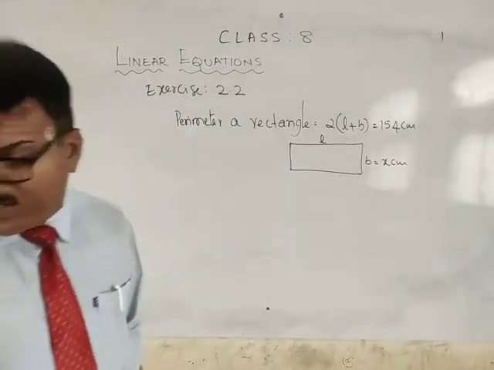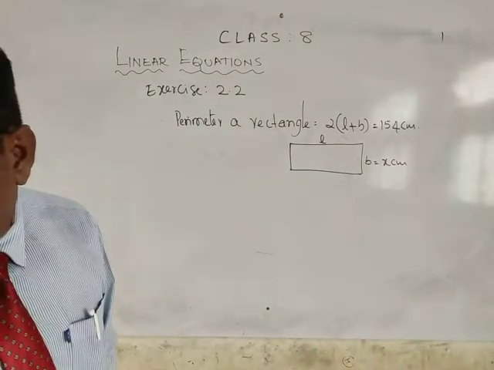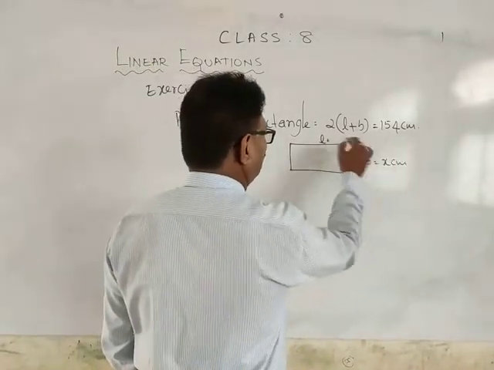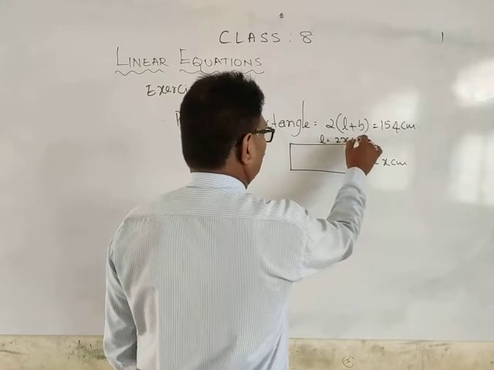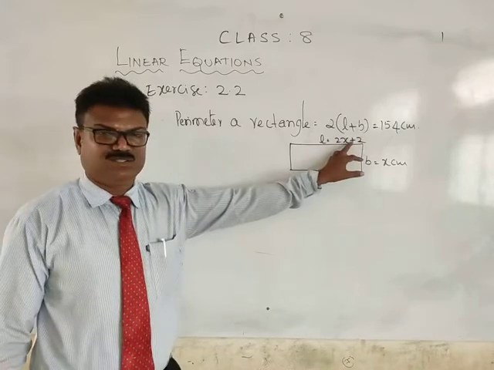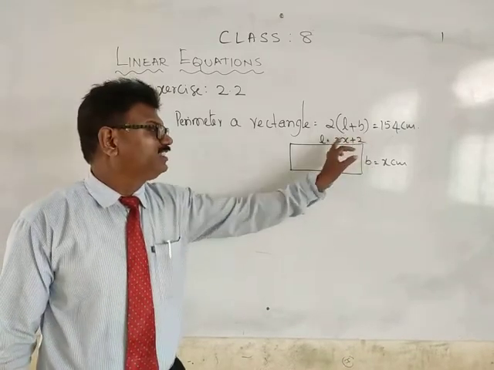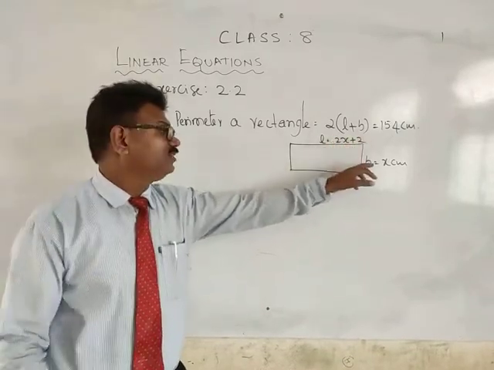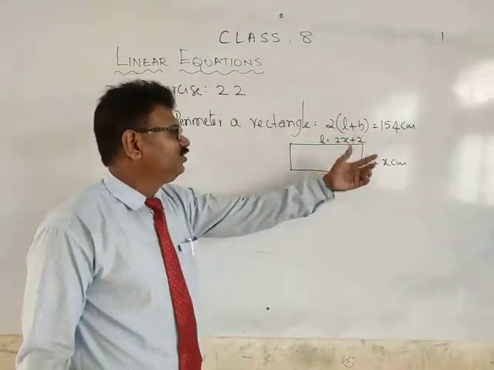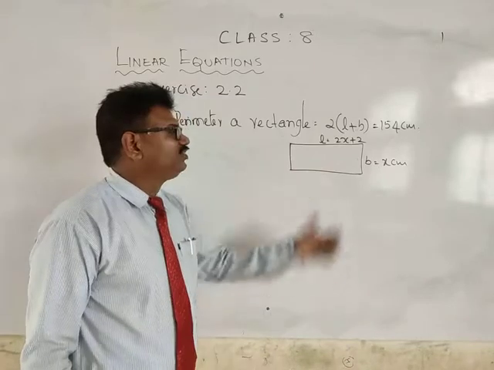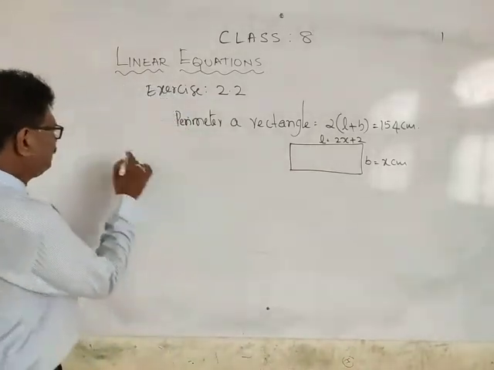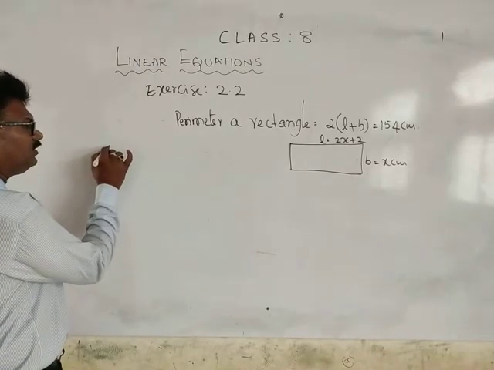Now length will be what? The length is 2 more than twice. Length equal to 2 more than twice. That means what? 2x plus 2. More means plus. How much is it more? 2. Twice means 2 times of that length. Okay? Like this. Now, he has given perimeter, so you should find out the measurements of length and the breadth. Very, very simple.